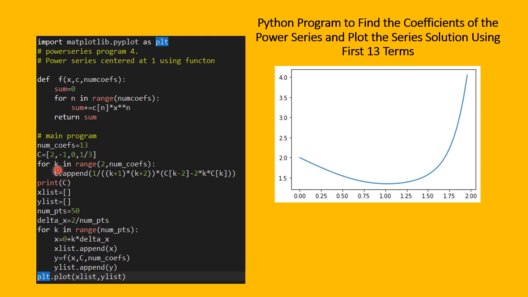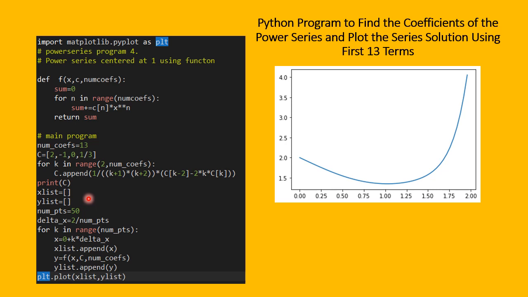And now we'll calculate using the recurrence formula all of the rest of the coefficients through the 13th. So for k in range, starting at 2, going to the number of coefficients that we want, which is 13, we will use the recursion formula to calculate the next c sub k plus 2 basically, and we'll append it to the list C. There's a print C statement in here to print out the list, but in this case I didn't show the output of that.